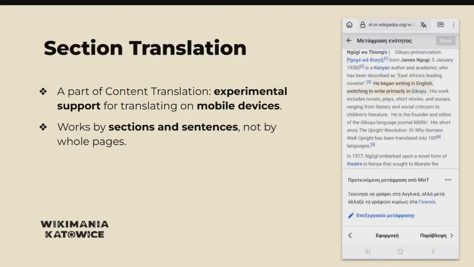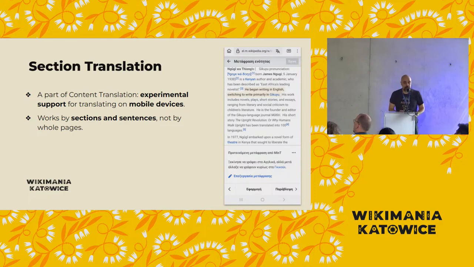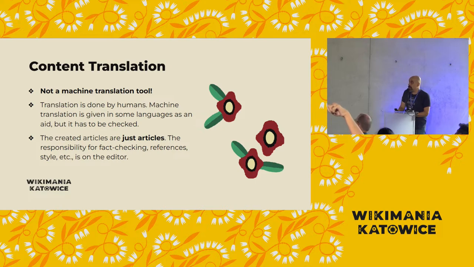There is also a more recent development in content translation, basically the same extension, but a newer version, which is also adapted to mobile phones, because initially it was made for desktop. The newer version, which is called section translation, works not by the whole page, but by sections and sentences, so it would be easier to do it on a small screen. So this is a demonstration of how it works when translating from English into Greek. And again, you can translate from any language to any language.